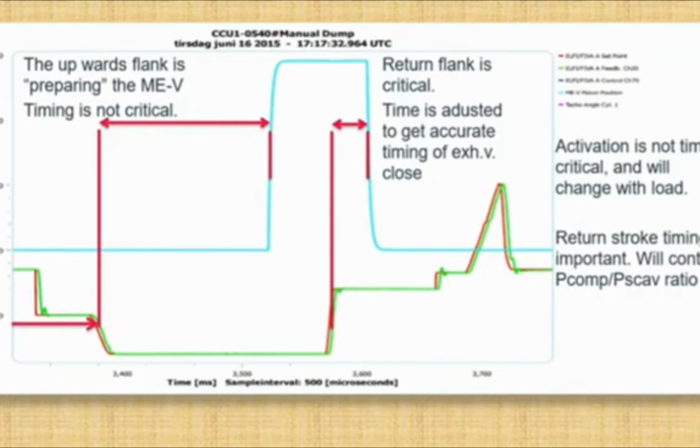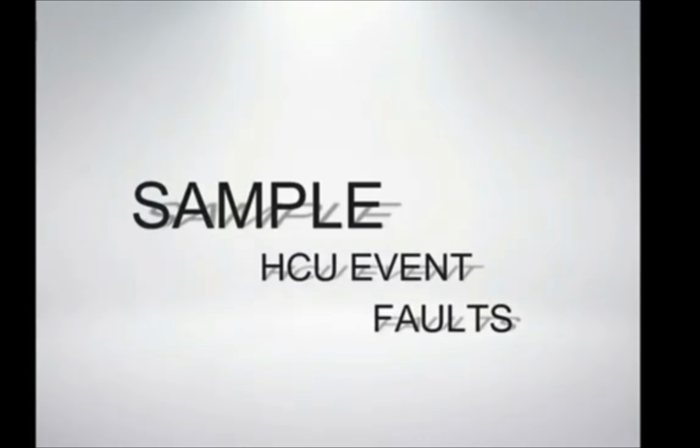See here I showed you that the ME piston upward flange is not critical, but the downward flange is very critical. That only changes the compression pressure clearance pressure ratio. So this one we have to take care of.